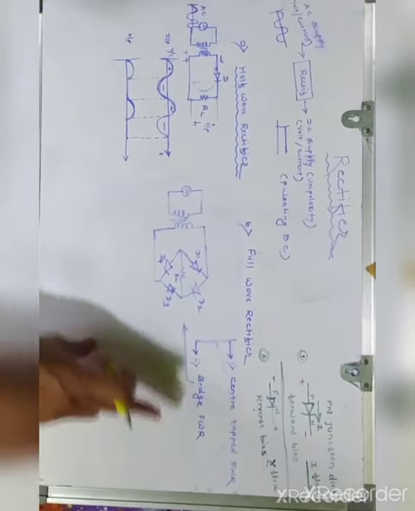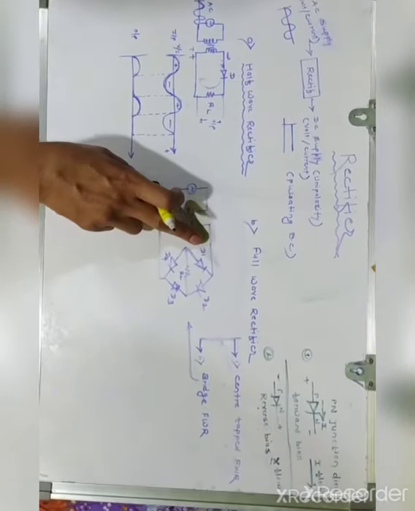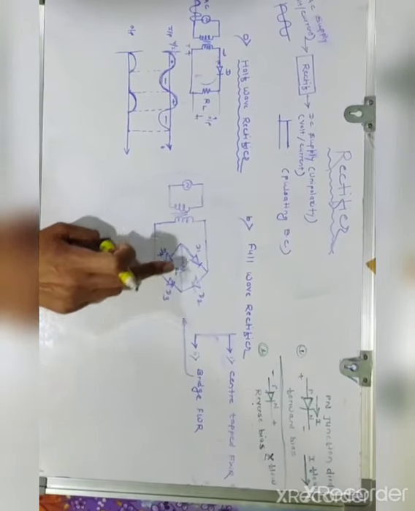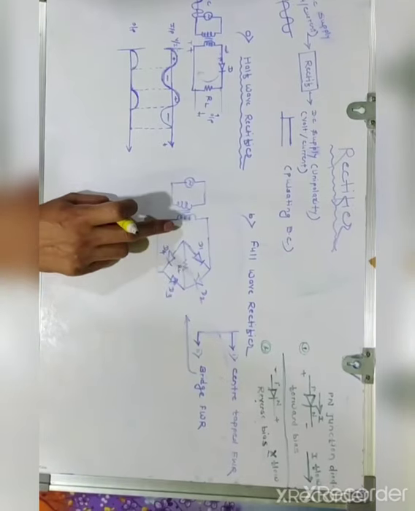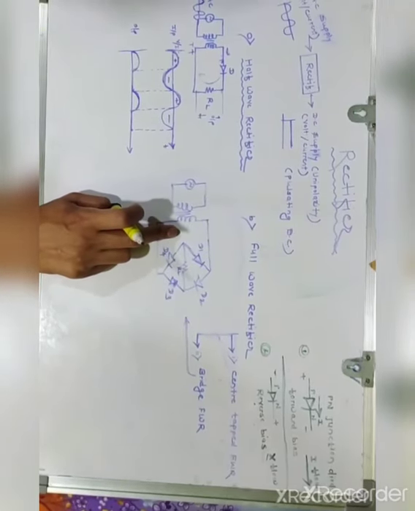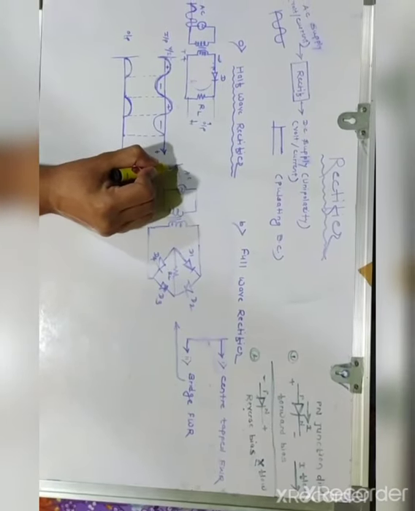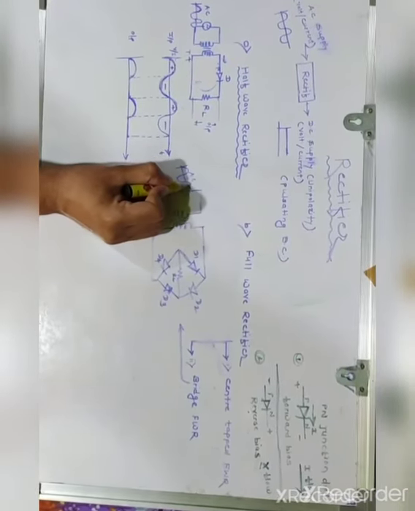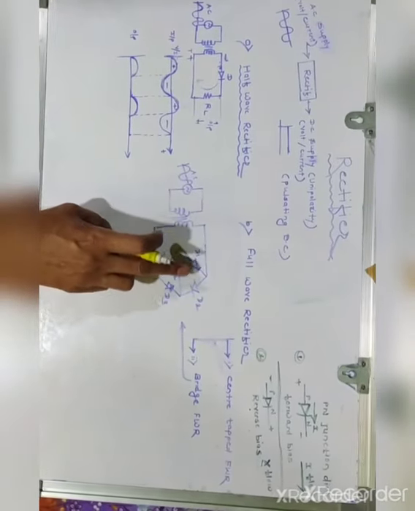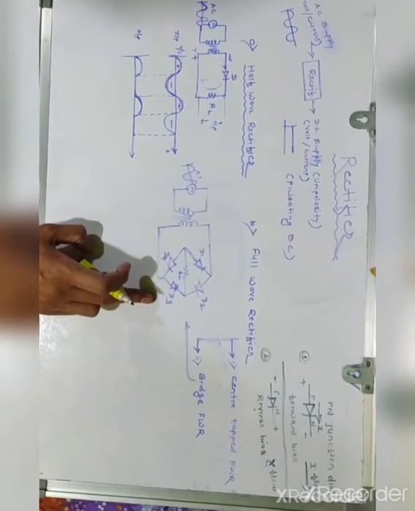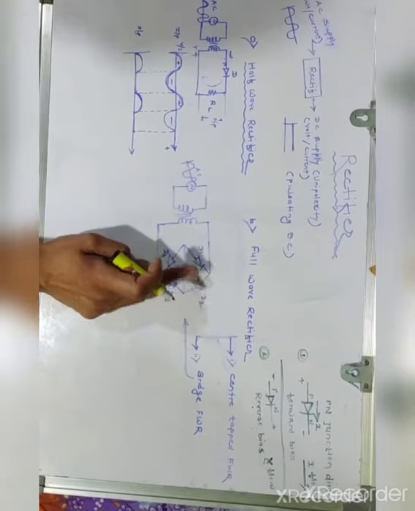This is the simple circuit of a bridge full wave rectifier. It consists of four junction diodes forming a bridge, which is connected to the secondary side of the transformer. The AC supply is given as the input. It consists of four diodes D1, D2, D3 and D4. The load resistance RL is connected in series with the bridge.